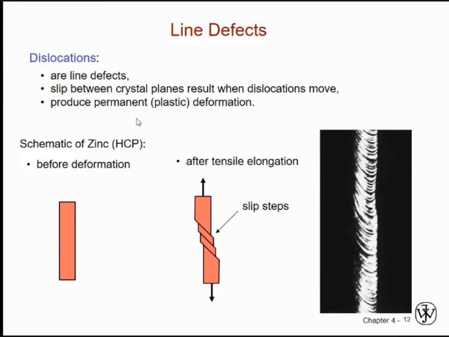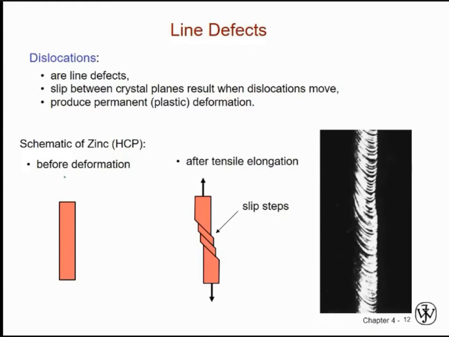The line defects, or dislocations, help in deformation. When you deform a material, that deformation takes place on those deformation lines. We will see this in detail further in chapter 7. But for now, let's do some introduction.